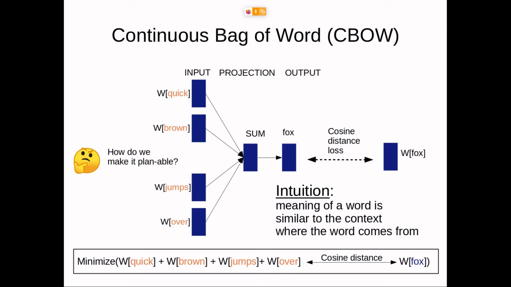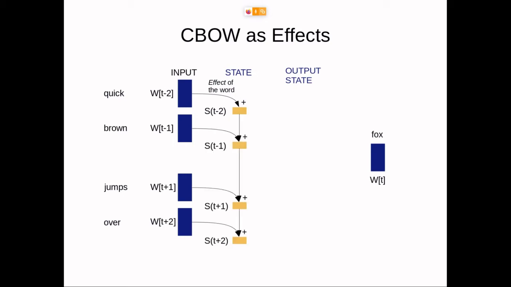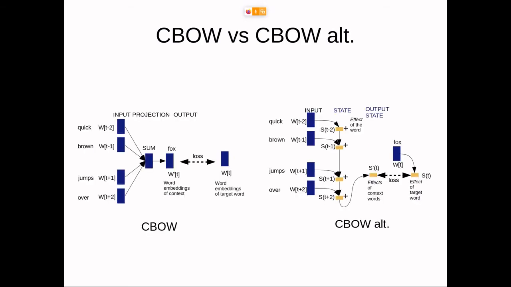However, how do we make this architecture plannable? To make something plannable, we first need to introduce the idea of sequence, and then we need to make the states discrete. So think of the model in a sequential manner. We introduce this idea of a state. Instead of just having word embeddings, we think of adding the embeddings into a state sequentially, where each word contributes to the state, and then we obtain the final effect of the context words. Similarly, we do the same thing for the target word and get the effect of the target word. We compare the loss and backpropagate the same way.